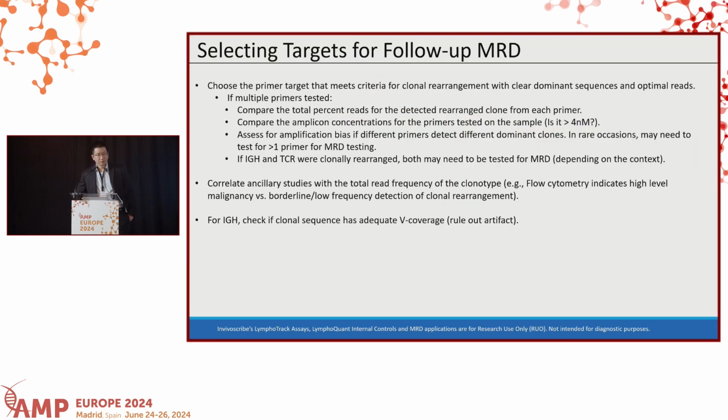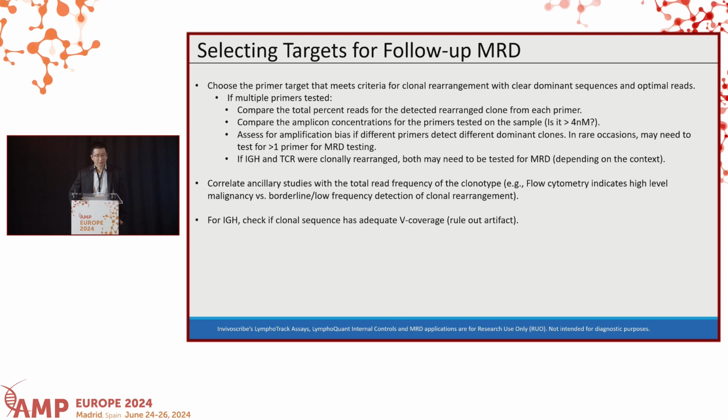When selecting targets for follow-up MRD, you choose the primer target that meets the criteria for clonal rearrangement with clear dominant sequences and optimal reads. If multiple primers are tested, you compare the total percent reads for the detected rearranged clone from each primer. Usually, the primer with the highest total percent reads is selected. You can also compare the amplicon concentrations for the primers tested in the sample to see if it's greater than 4 nanomolar. If different primers detect different dominant clones, you can assess for amplification bias.